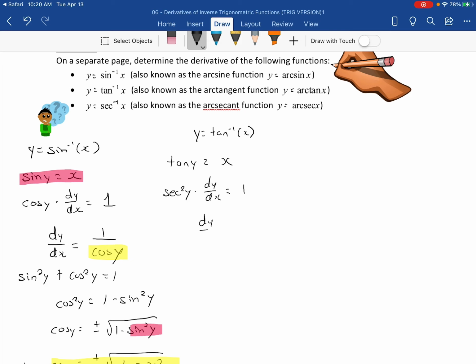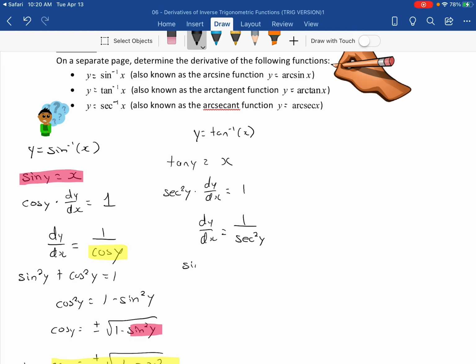And then I get dy by dx equals 1 over secant squared y, which again is a legitimate derivative, I suppose, but it's not expressed in terms of x. And when we say dy dx, we usually want this derivative with just x's in it, and this one has y's in it. So I've got to do some more identity work here.